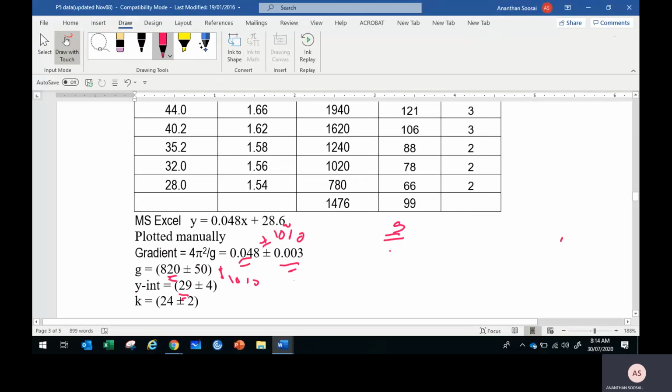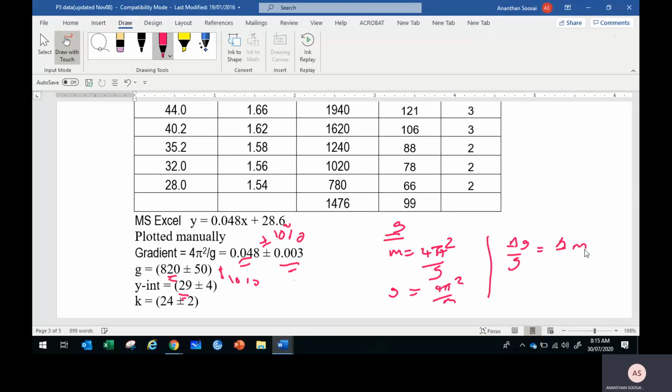using the gradient is 4 pi squared over g, right? So gravity is 4 pi squared over m, where m is the gradient. So changes of g over g equals changes of m over m, right? The 4 pi squared won't be involved in the uncertainty equation. So from here you work out your changes of g, changes of m over m times g.